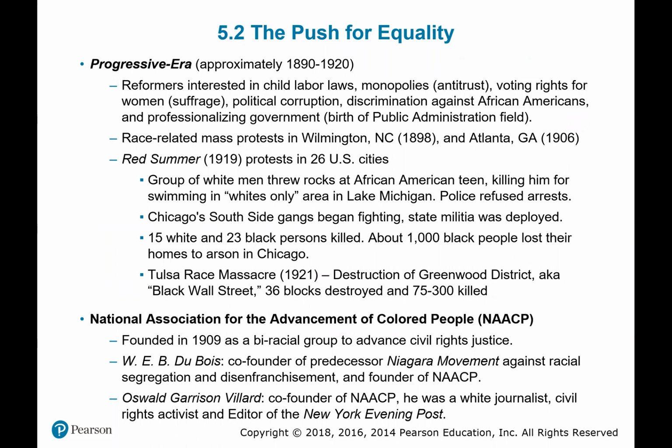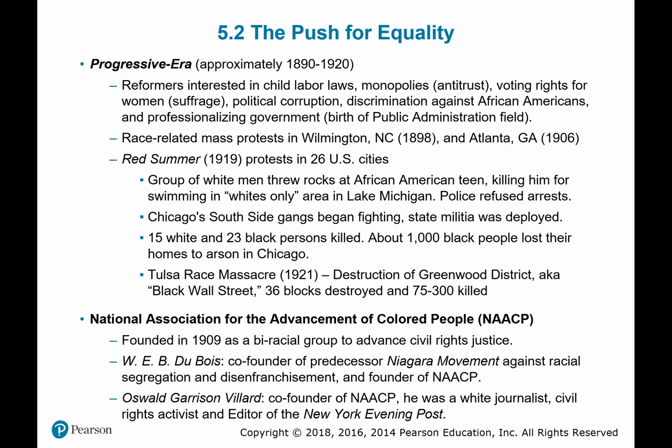So the push for equality, we have to look contextually again. 1890, even maybe a little bit before then, a little bit after 1920, there's a rough time frame. You had the Progressive Era. And Progressive Era, these were reformers. They were interested in putting together child labor laws. They didn't want children working in factories. They were against monopolies, big business exploiting the land and people. They were for voting rights for women, for the suffrage movement. They were against political corruption. They were against discrimination against African Americans for the most part, many of them.